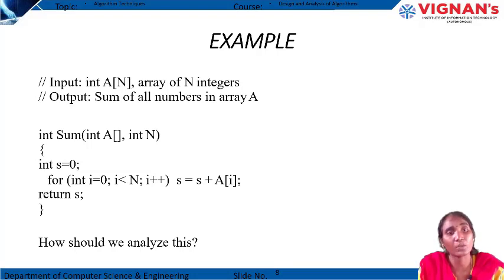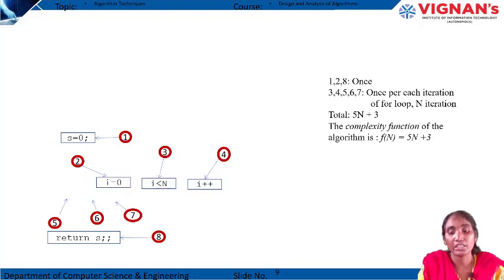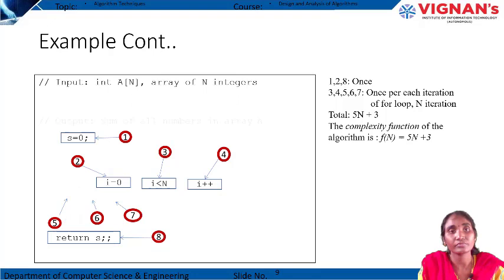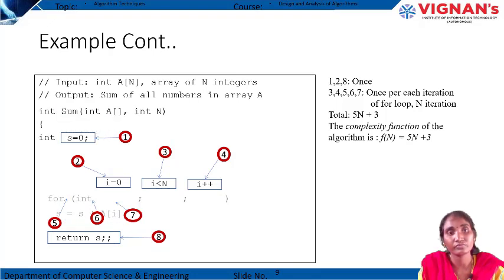Now, how do we have to analyze this? What are the variables we have? s, i, n, a. Sum is my algorithm name, and initially s is equal to 0. I had given some numbers, right? So here the numbers are given to a set of statements.